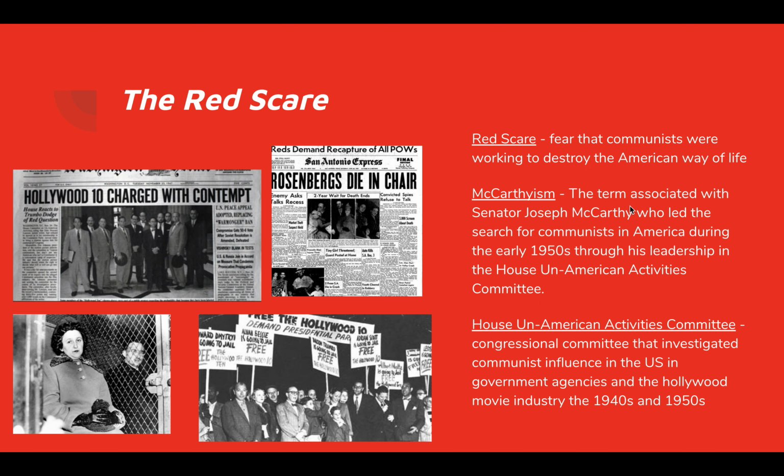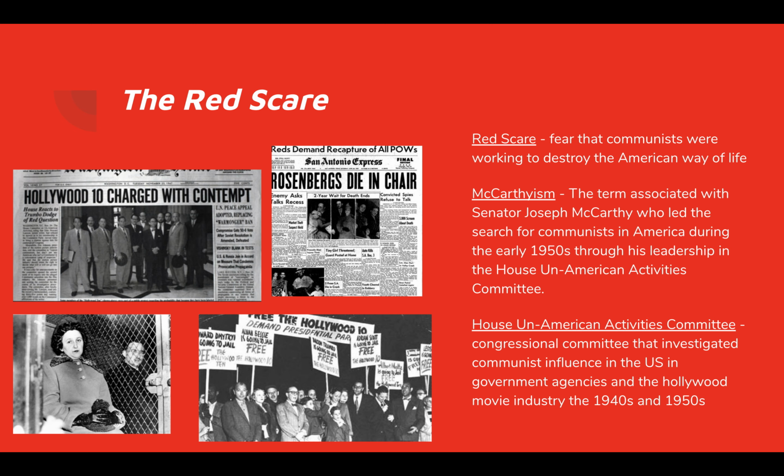So Joseph McCarthy, essentially, the Red Scare was already a thing, and the Red Scare is essentially this widespread fear that communists were working to destroy the American way of life. And the Red Scare is synonymous with Senator Joseph McCarthy, and based on this idea of McCarthyism, which is essentially McCarthy would go around and search for communists and accuse people with no real basis that they were communist.